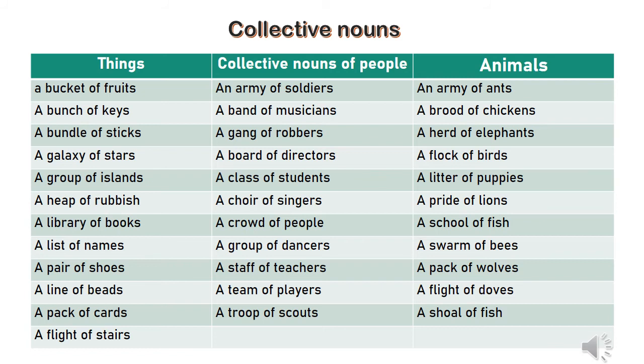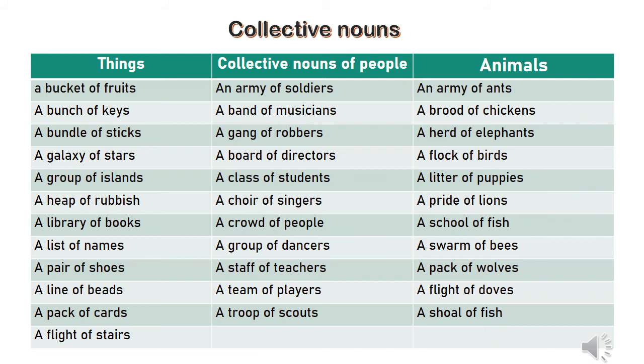Then for people. An army of soldiers. A band of musicians. A gang of robbers. A board of directors. A class of students. A choir of singers. A crowd of people. A group of dancers. A staff of teachers. A team of players. A troop of scouts.